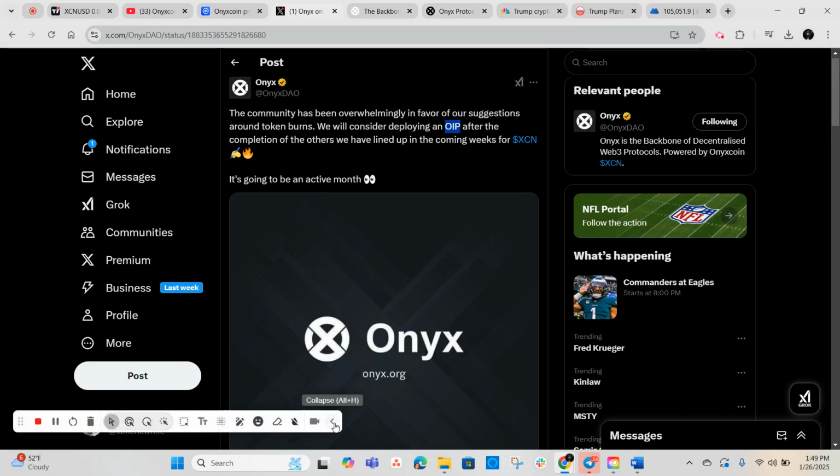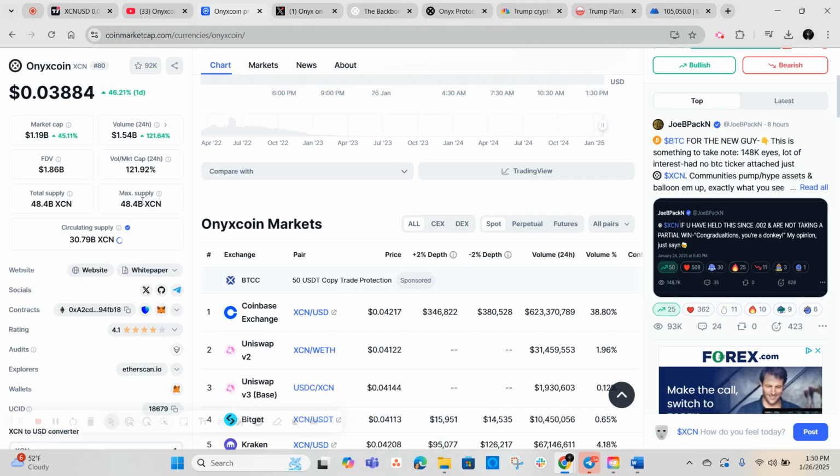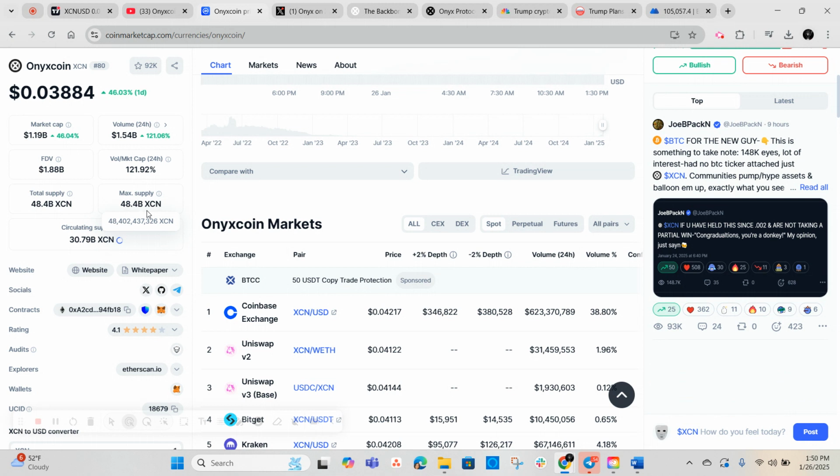This is voted upon, which I think a vast majority will vote for, would make a big difference. Right now, the max supply, as you can see over here, is 48 billion. If you do a token burn as suggested, this supply is going to shrink, and then you have a deflationary asset, which means that the price can astronomically push to a higher level. Now, I don't know how much.